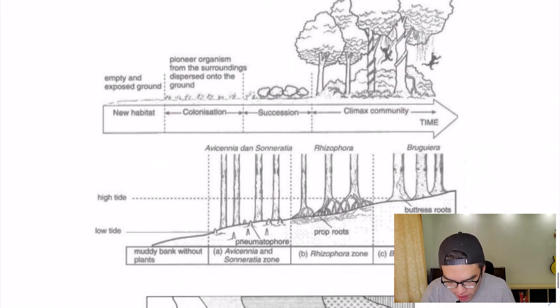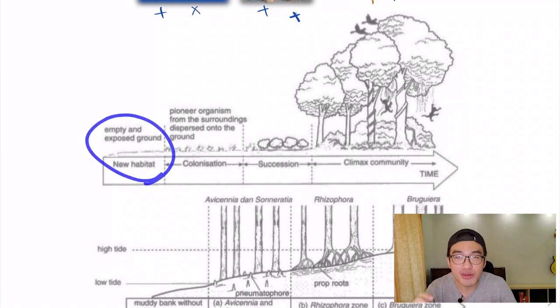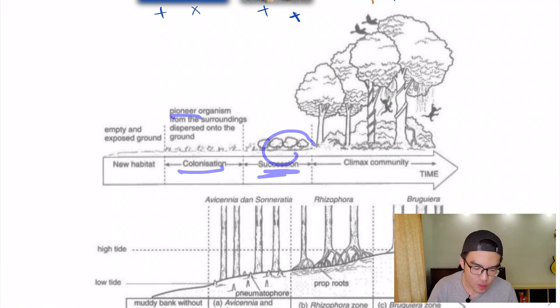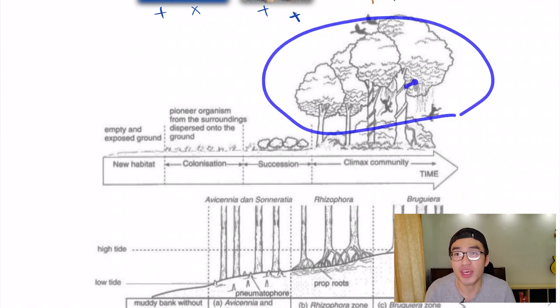You have your pioneer species, and your colonization and succession. The first species is what we call your pioneer species, pioneer being the first guy. So colonization, and then another guy comes and colonizes, we call it succession. And when you have no more new succession, we call it a climax community. This is like our rainforest.